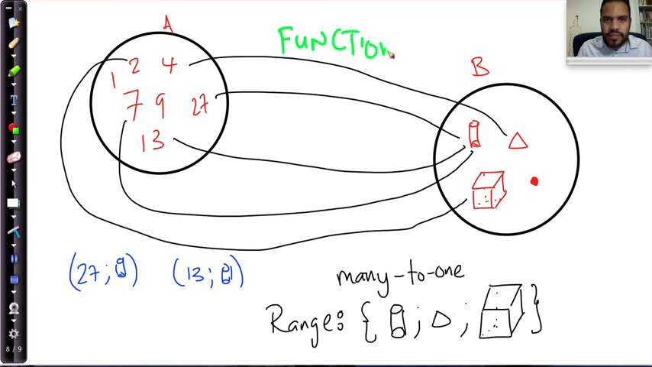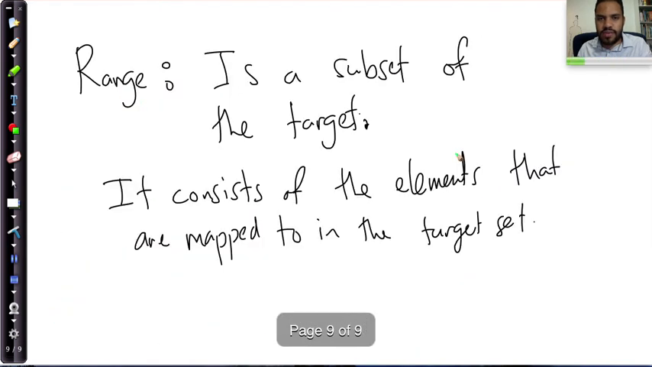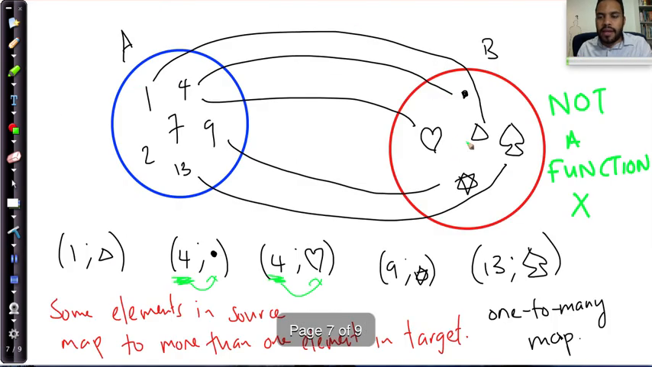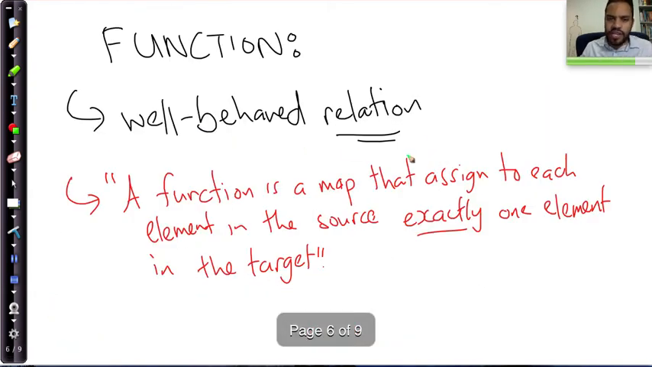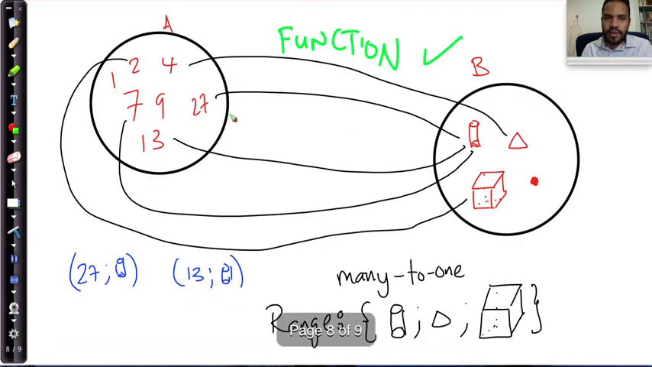Every element in the source is mapped to exactly one element in the target. That's a function. This here, not a function. This, the other one we've seen. So simply put, a function is just a well-behaved relation, and it is a map that assigns to each element in the source exactly one element in the target. Like we've seen over here, this here goes to two different things, while this over here has multiple things going to the same thing.